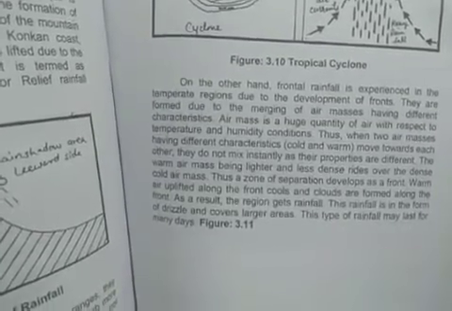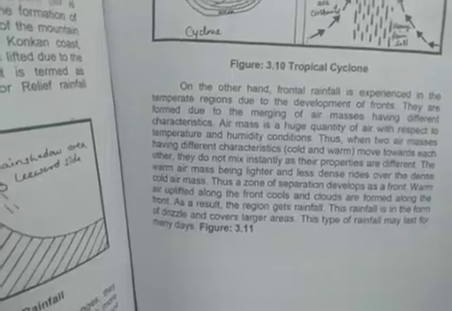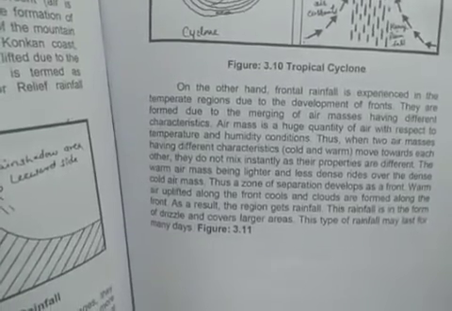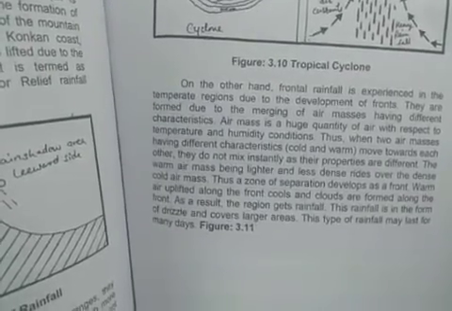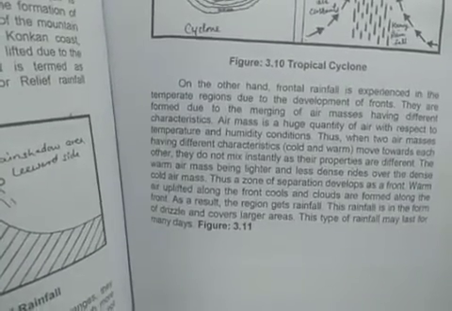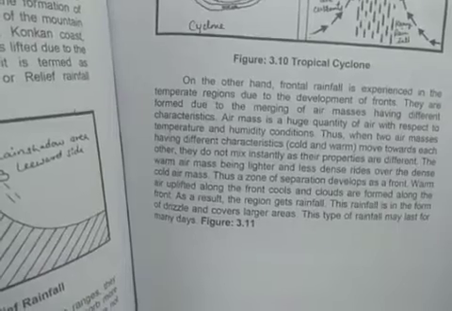Thus, when two air masses having different characteristics, cold or warm, move towards each other, they do not mix instantly, as their properties are different. The warm air mass, being lighter and less dense, rides over the dense cold air mass. Thus, a zone of separation develops as a front.